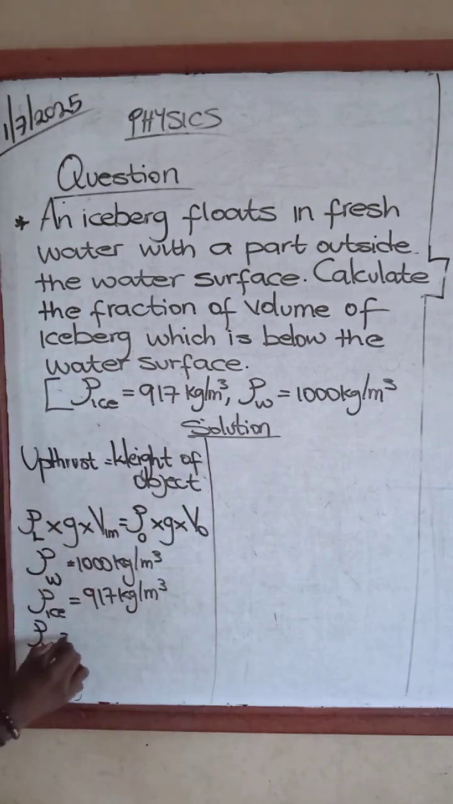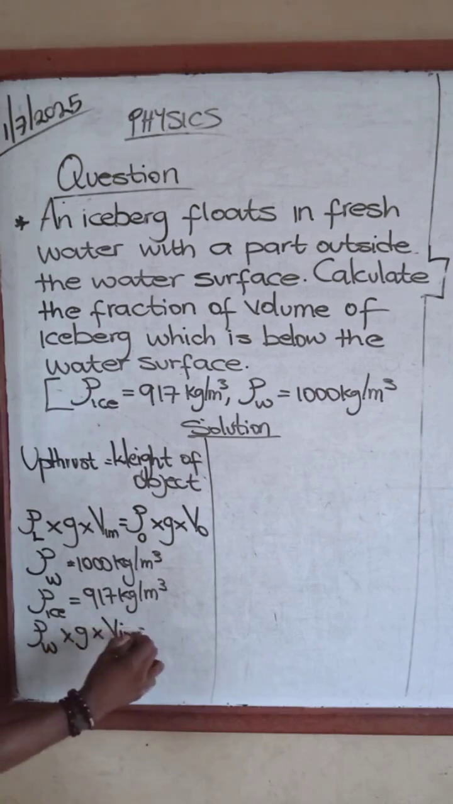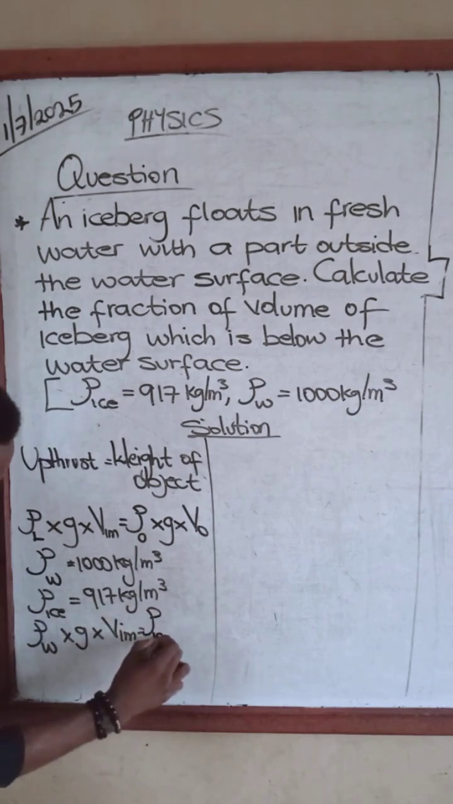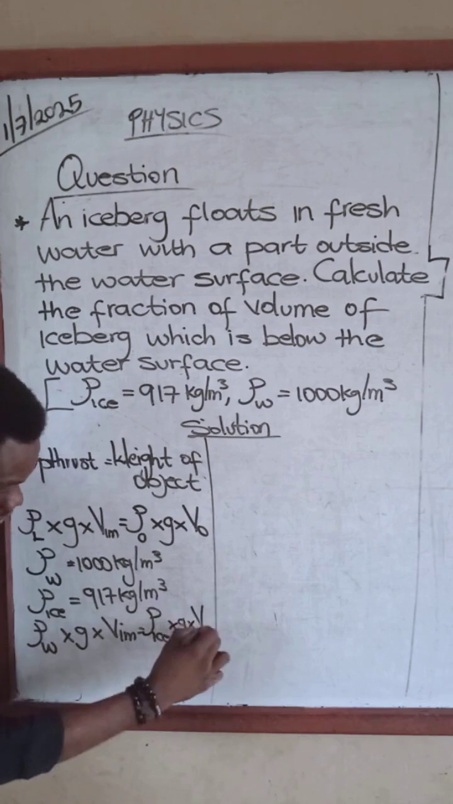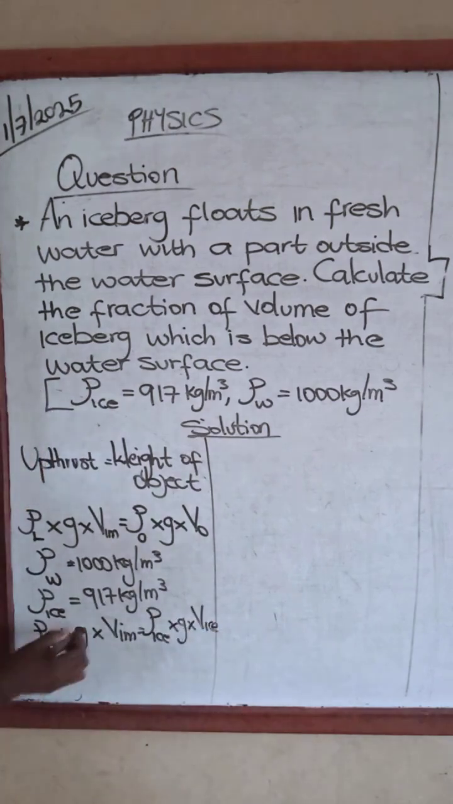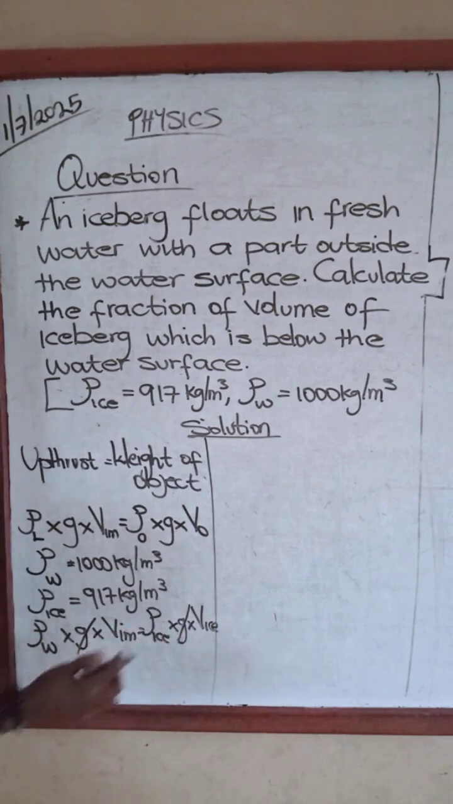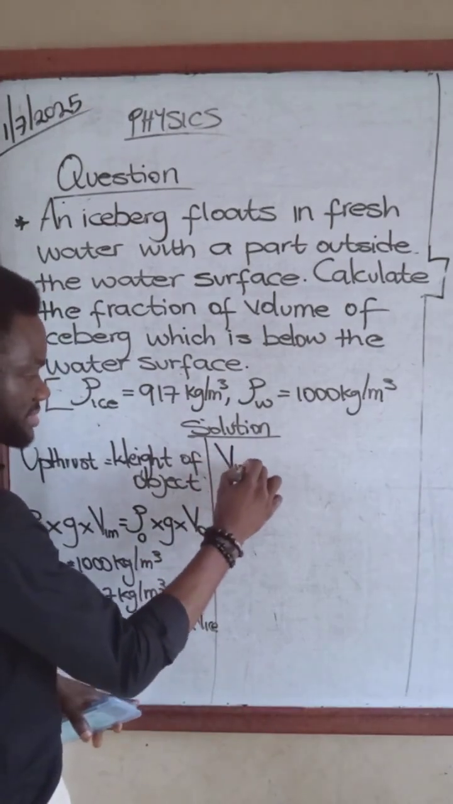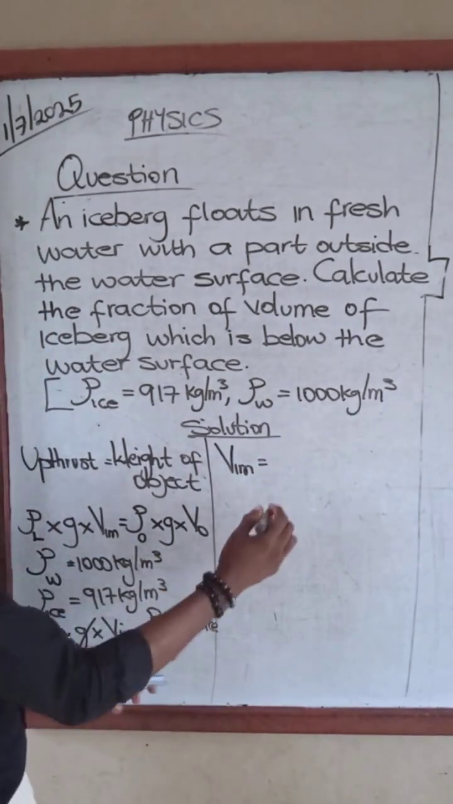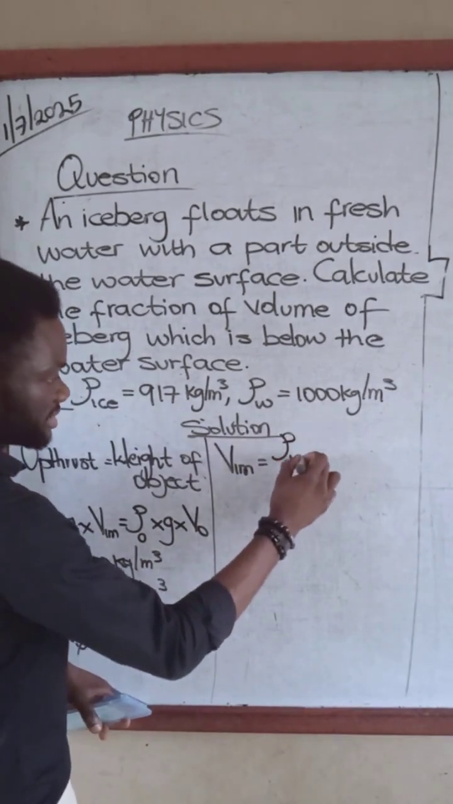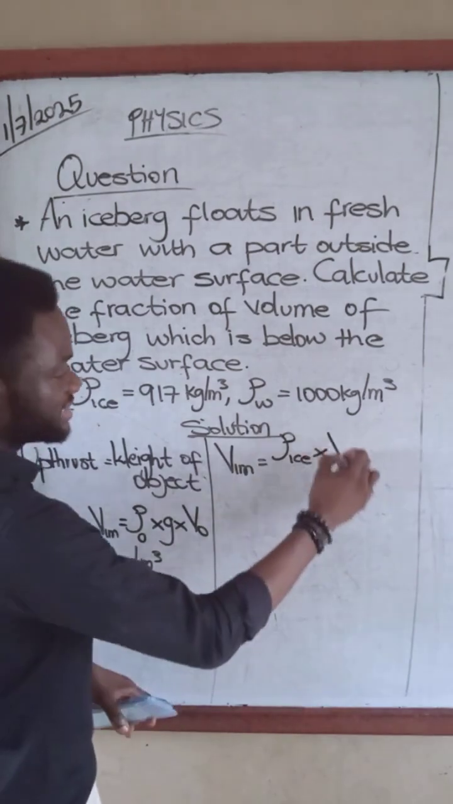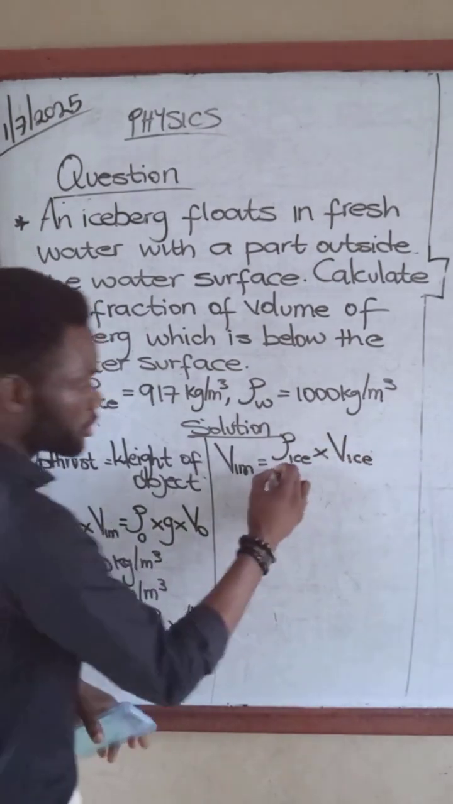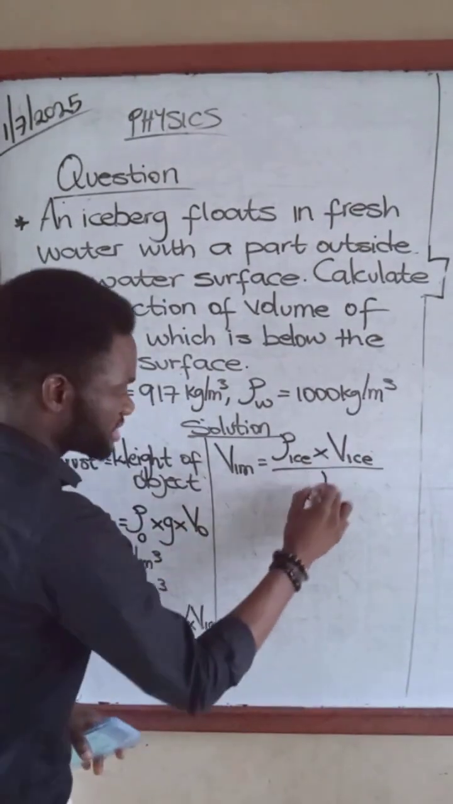Rho W, representing the density of water, times gravity times volume immersed, is now equal to rho ice times gravity times the volume of ice. Okay, so knowing fully well that this g will cancel this g, and I'm looking for V immersed, if I make V immersed the subject of the formula, the volume immersed will be equal to the density of ice times V ice, which is the total volume of the iceberg, over the density of water.